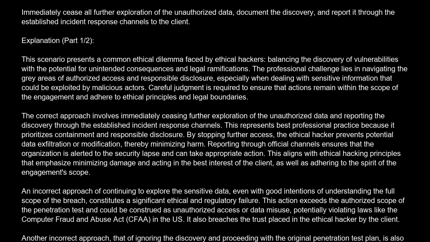An incorrect approach of continuing to explore the sensitive data, even with good intentions of understanding the full scope of the breach, constitutes a significant ethical and regulatory failure. This action exceeds the authorized scope of the penetration test and could be construed as unauthorized access or data misuse, potentially violating laws like the Computer Fraud and Abuse Act, CFAA, in the U.S. It also breaches the trust placed in the ethical hacker by the client.